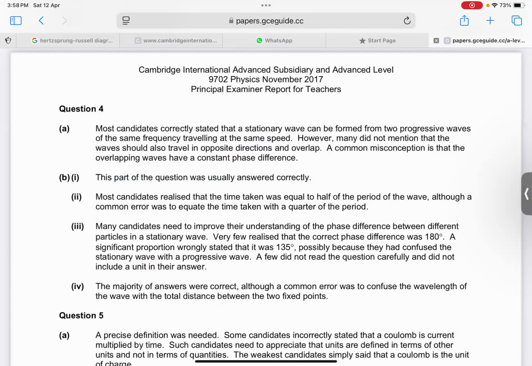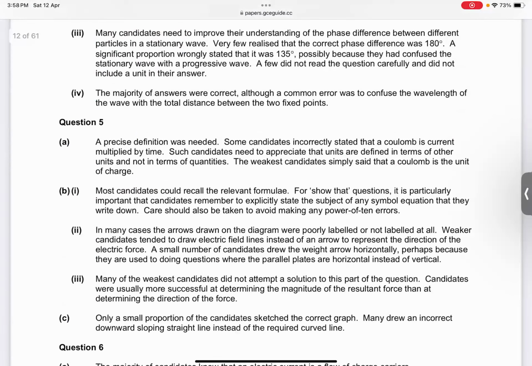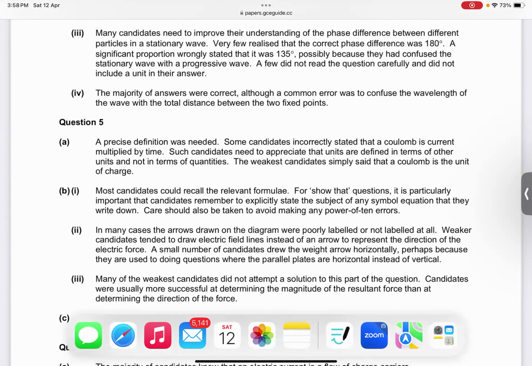So look, over here, a precise definition was needed. Some candidates incorrectly stated that the coulomb is the current multiplied by the time. This is not required. Such candidates need to appreciate that units are defined in terms of other units and not in terms of quantities. The weakest candidates simply said that the coulomb is a unit of charge. Okay, fine. So you shouldn't say this either, as this is not part of the syllabus.